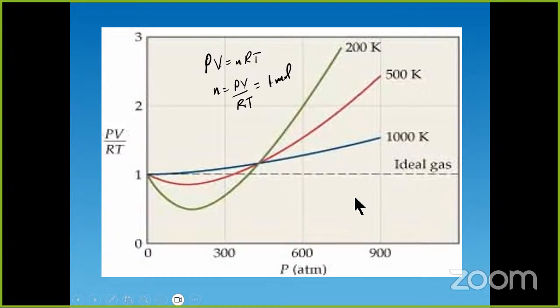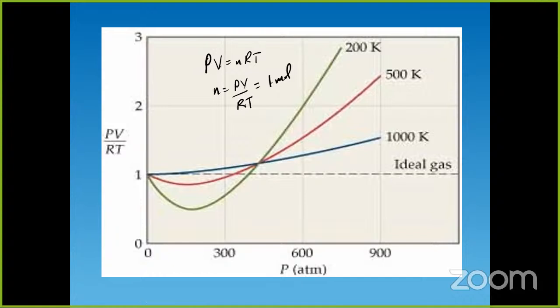What we notice is that as the temperature increases from 200K to 500K to 1000K, the curve becomes more flattened. In other words, it approaches the ideal gas situation. This is the curve for 200K, then for 500K the curve flattens out, and for 1000K it flattens out even more. As you can imagine, if you continue to increase the temperature, the plot will basically be the same as the ideal plot.